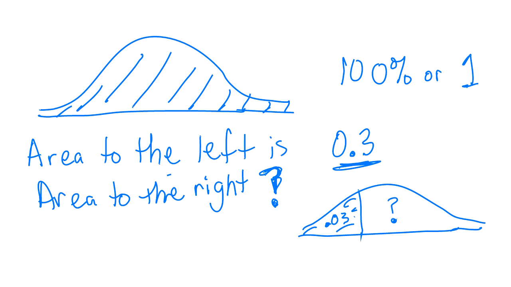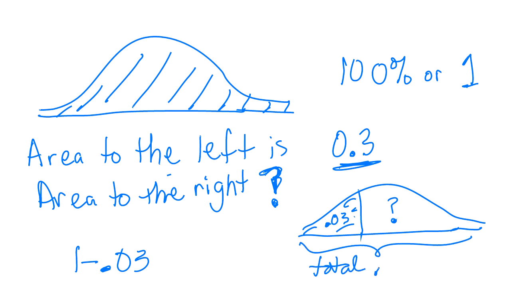That's all they're asking. They wanted you to know that the area under the whole curve is 1. So the area to the right is just 1 minus 0.03, or I mean, 100%. It either has to be the left or the right, because the total is 1.